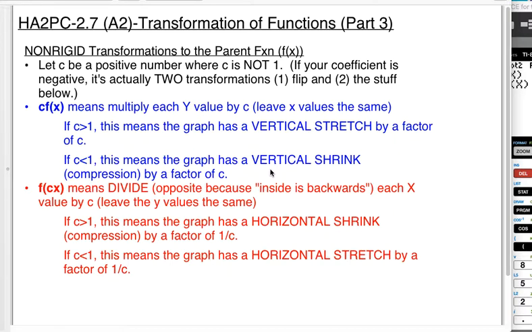But non-rigid transformations, as the name implies, are not rigid. So that means that they're going to actually change. They're going to stretch and shrink a graph, so it's going to look a little bit different. So we're going to let c be some positive number where c is not 1.